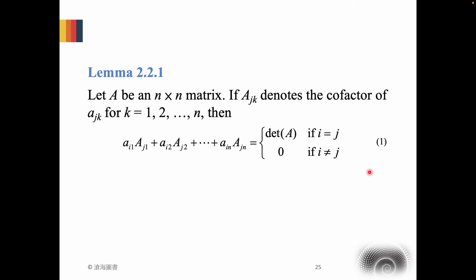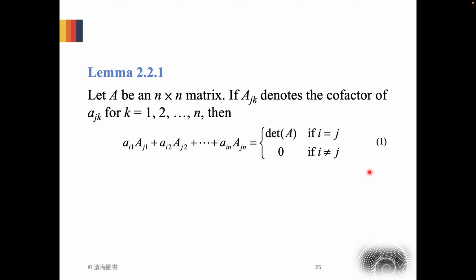If the matrix A is an n by n matrix, and if we call capital AJK the cofactor for the entry small ajk, then we know that we can do cofactor expansion. So ai1 times capital AJ1 plus ai2 times capital AJ2 up to ain times capital AJN is equal to the determinant of A if i is equal to j. That means if we multiply the entry with the corresponding cofactor, then we really do the cofactor expansion.